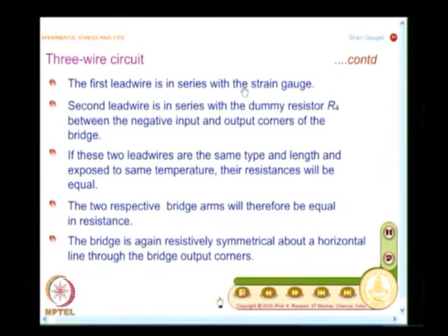Because I have lead wire connected to 2 arms, the 2 respective bridge arms will therefore be equal in resistance. There is no imbalance. And if you look at the bridge, it is again resistively symmetrical about a horizontal line through the bridge output corners. So, what we have achieved is by connecting one more lead wire, we have intelligently reduced the desensitization of the gauge factor.